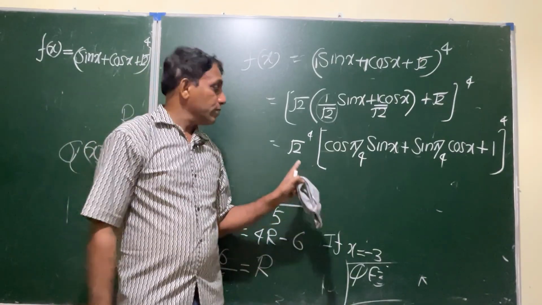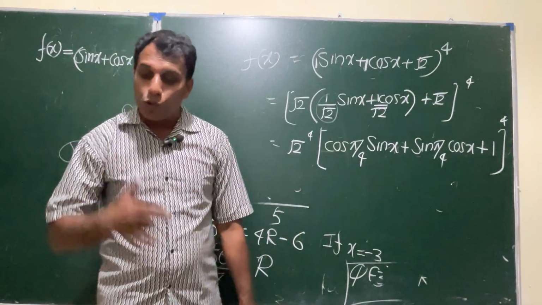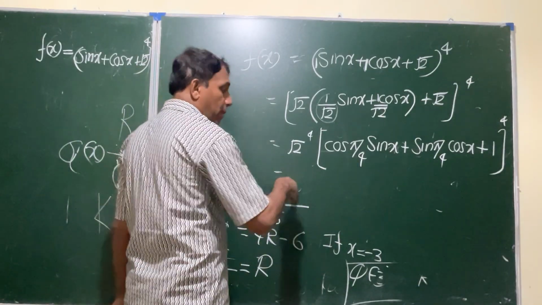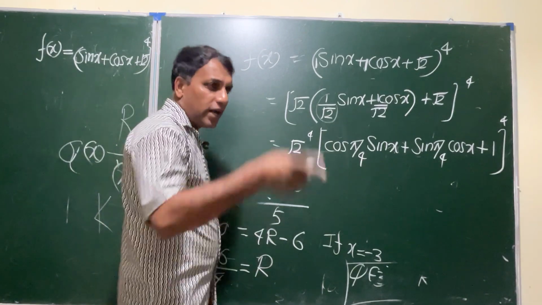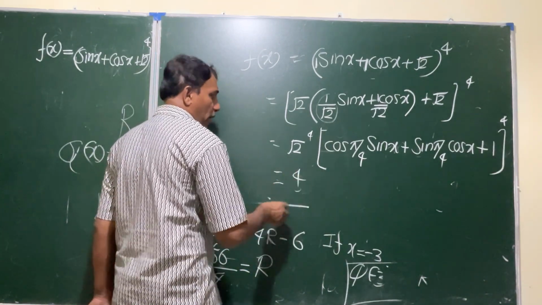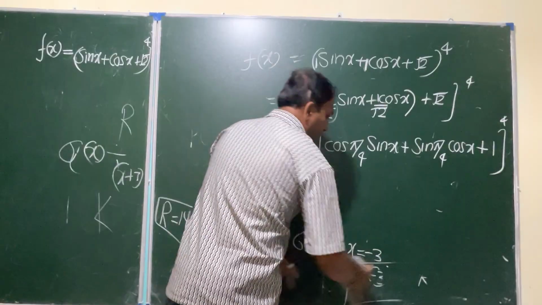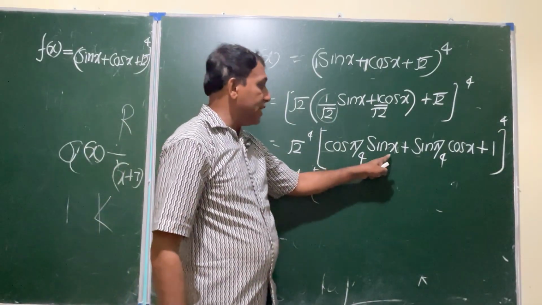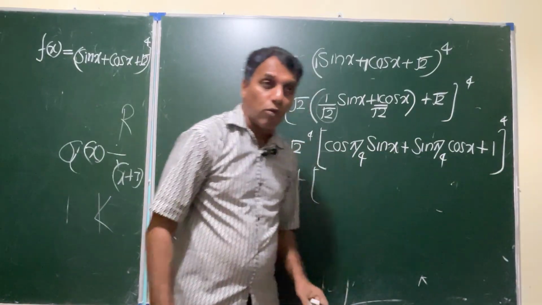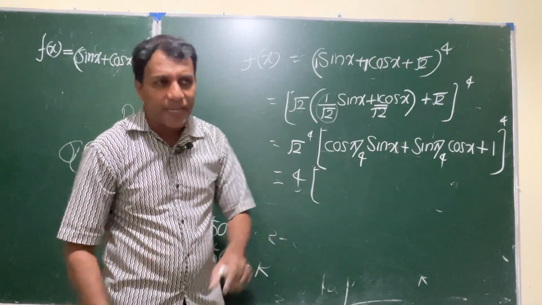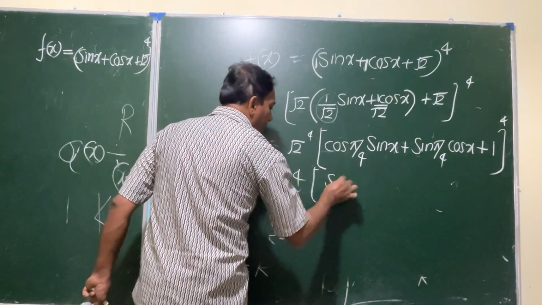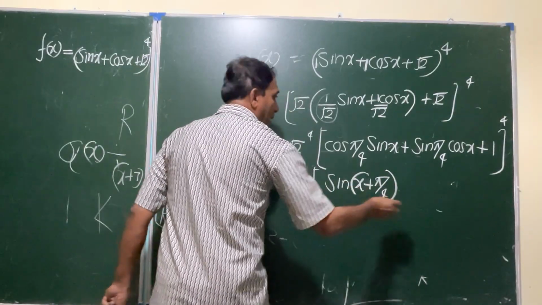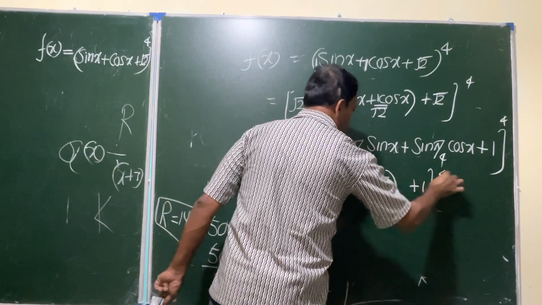So what is the value here? Root 2 power 4, that is 4. Square root 2 multiplied by square root 2 is 2, again multiplied, that is 4, right? What is this trigonometric part inside? Using the addition formula, sin A cos B plus cos A sin B is sin(A plus B). So sin(A plus B) and plus 1 there. Okay, dear students, very useful.